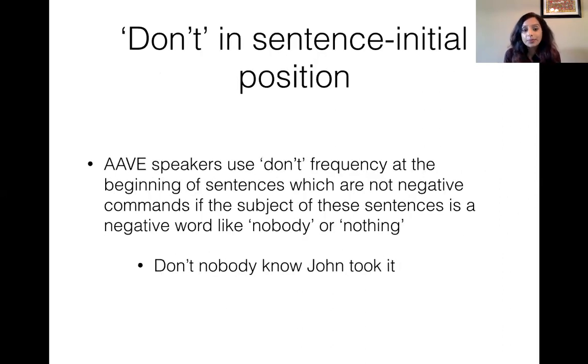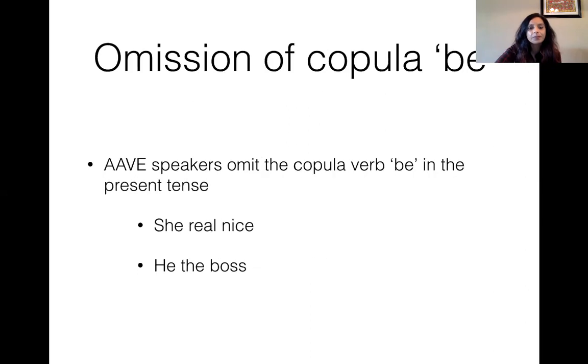Don't in a sentence initial position. So something like don't nobody know John took it, right? Versus doesn't anybody know that John took it, right? Don't nobody. So again, it's a double negation, right? But also the fact that you can actually put this don't in a sentence initial position.